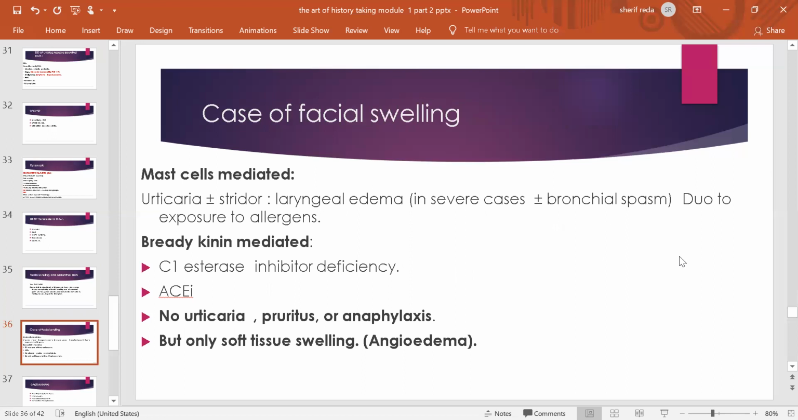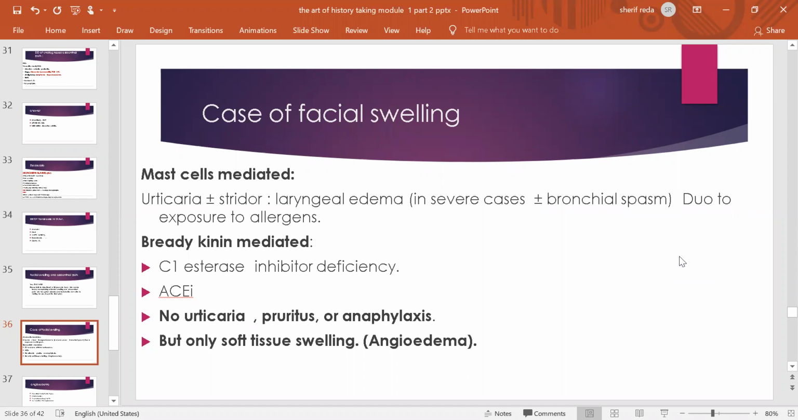So our differential diagnosis in such a case would be a mast cell-mediated disease or a bradykinin-mediated disease. So this is a case of allergy anyway, but most likely, if it is facial swelling only with no skin symptoms, and also related systems are having symptoms due to soft tissue swelling like abdominal pain, this will be a case of bradykinin-mediated swelling, or what we call angioedema.